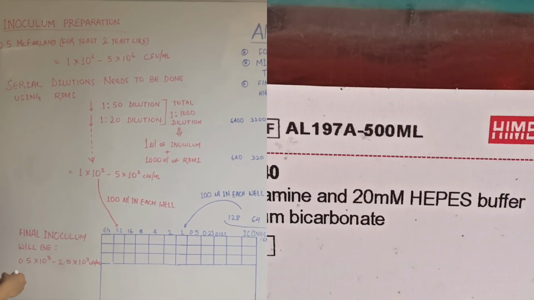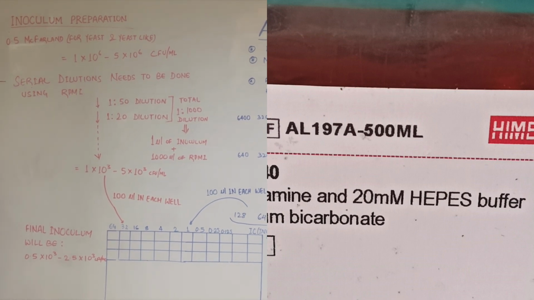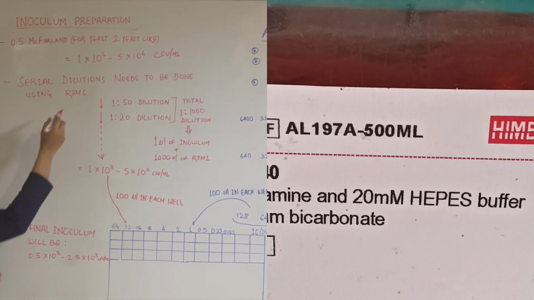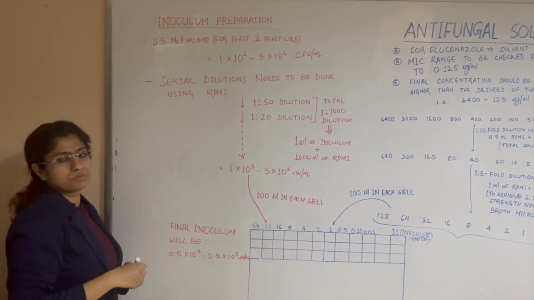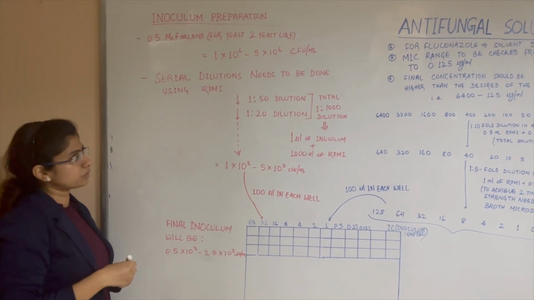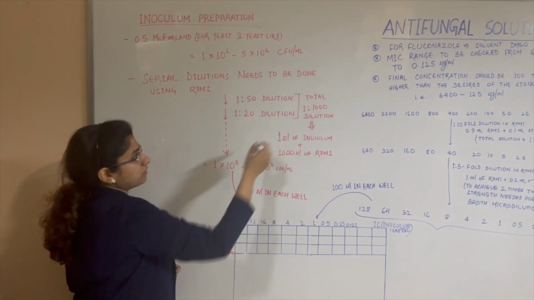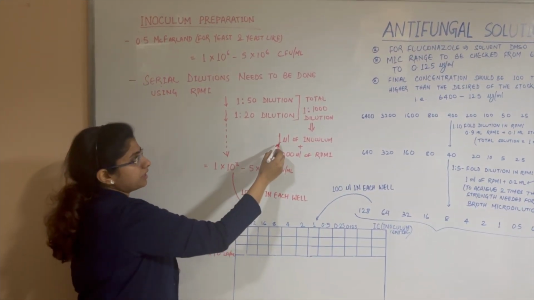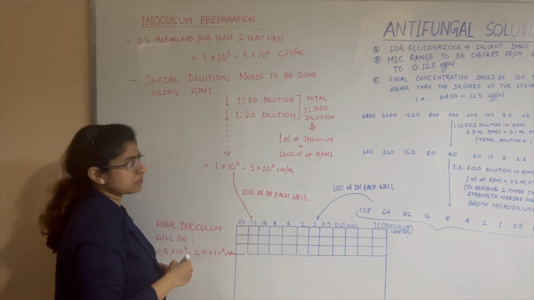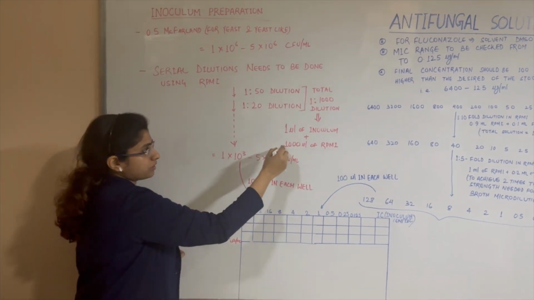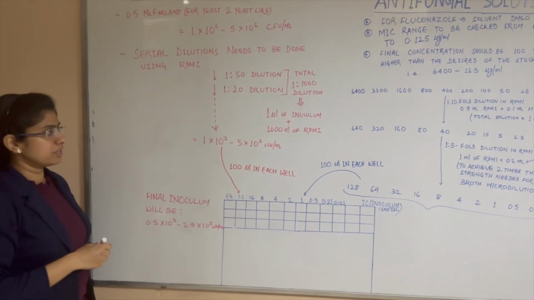For this 1 in 1000 dilution, the media we are using is RPMI, Roswell Park Memorial Institute media, using which we are doing the serial dilution of the inoculum. So when we are doing this 1 in 1000 dilution, approximately 1 microliter of inoculum needs to be added, to which 1000 microliter of RPMI needs to be added.